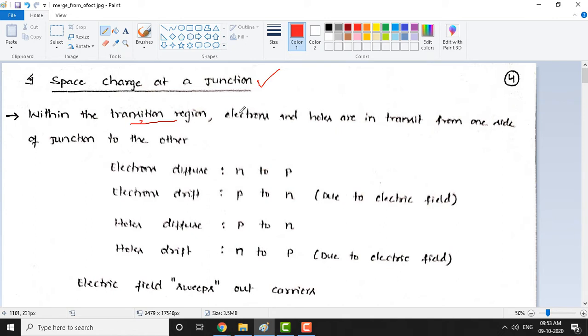Electrons and holes keep moving, transiting from one side to another side within a junction. Why does this transition happen here? Because there is a concentration gradient change.